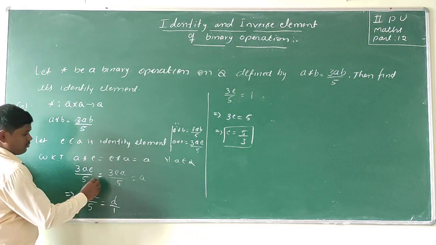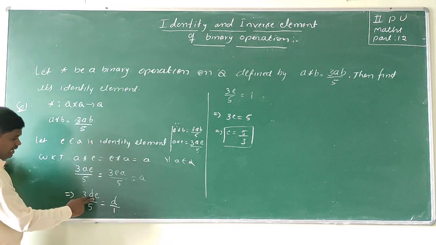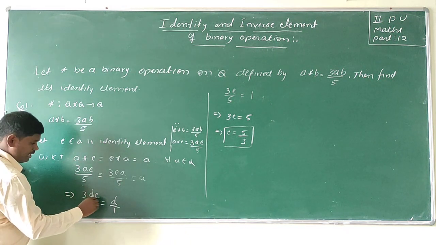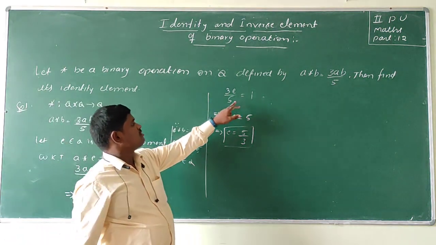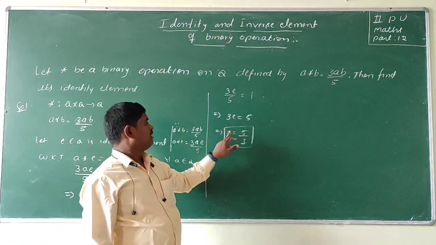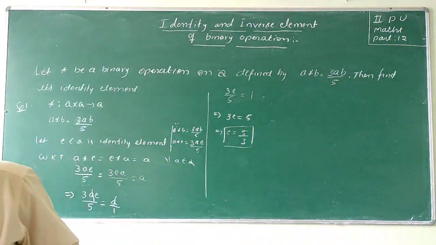So equating any two of these, 3AE by 5 is equal to A. A gets cancelled, so we are left with 3E by 5 is equal to 1. Therefore 3E is equal to 5, so E is equal to 5 by 3. Is it clear? So next one.